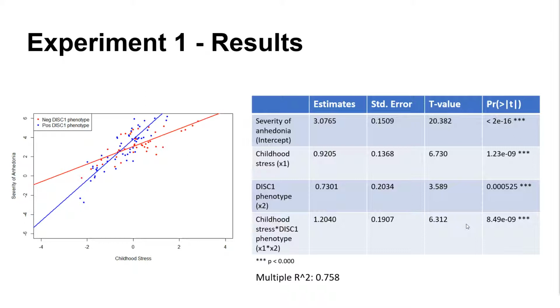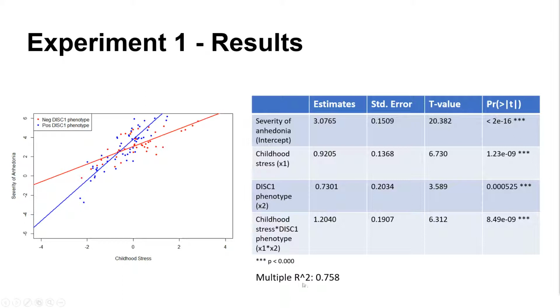So to test whether the DISC-1 phenotype moderates the relationship between childhood stress and anhedonia, we found statistical significance with our main and interaction effects in our model, as we can see here with our p-values. Upon examining the interaction plot, it showed an enhanced effect as childhood stress increased along with DISC-1 phenotyping.